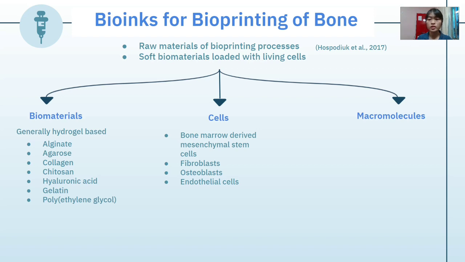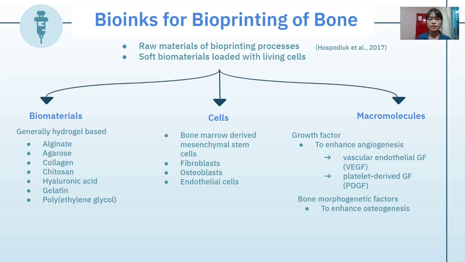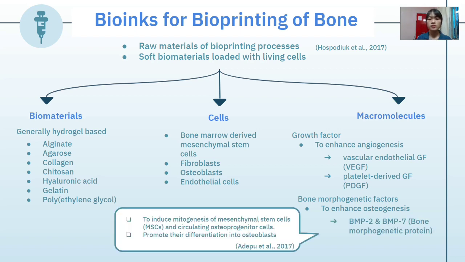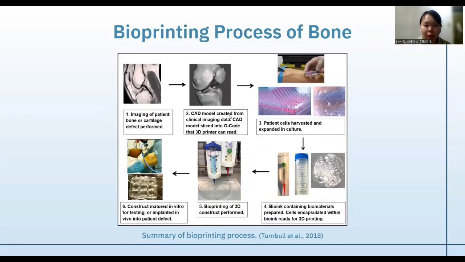Considering in modeling 3D bone structure, vascularization is important in providing nutrients to the cell for growth. Therefore, growth factors such as VEGF and PDGF are used for enhancing angiogenesis. In order to improve osteogenesis, morphogenetic factors such as BMP2 and BMP7 are added. Their function is to induce the mitogenesis of mesenchymal stem cells and circulating osteoprogenitor cells, and also promote their differentiation into osteoblasts. The bioprinting process of bone is as shown in this figure.